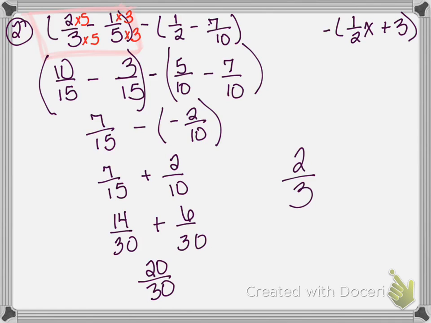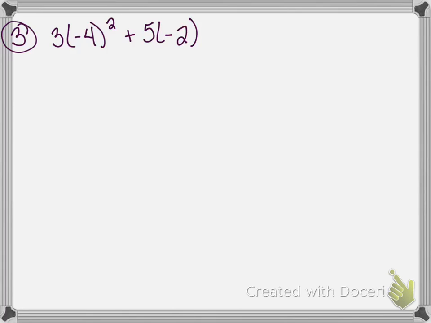Can I go to the next one? Number 3. Number 3 and 4 deal with a lot of exponents. So I have 3 times negative 4 squared plus 5 times negative 2 to the third. I didn't have a ton of questions about number 3, so that makes me very hopeful that we did okay with that.